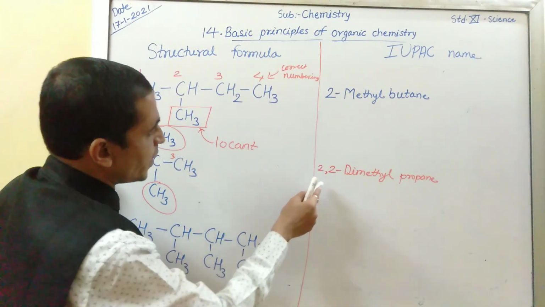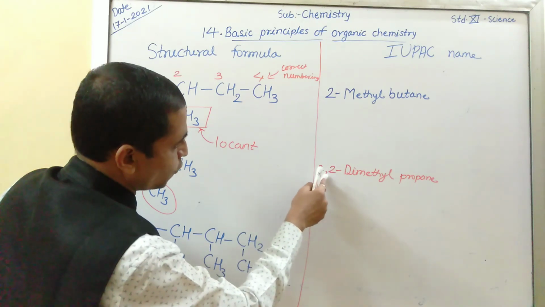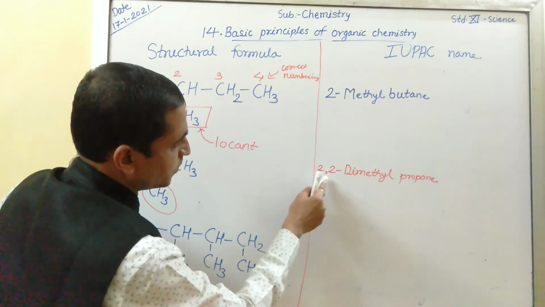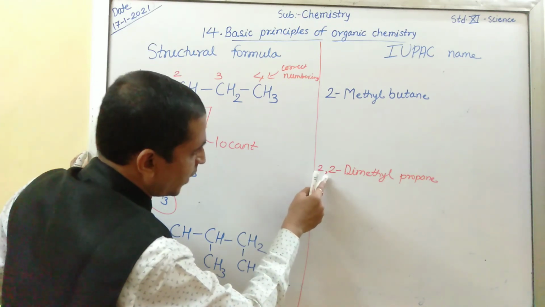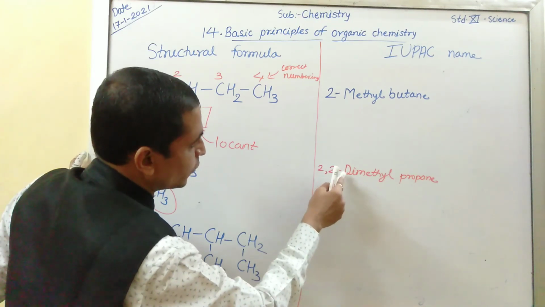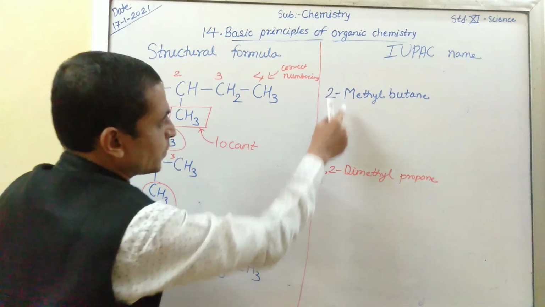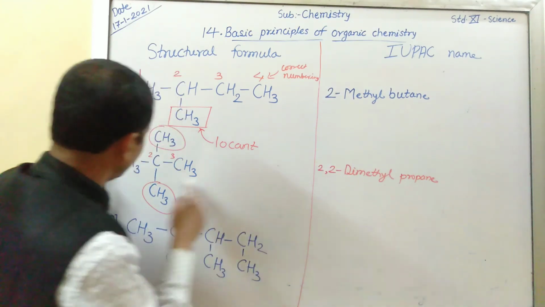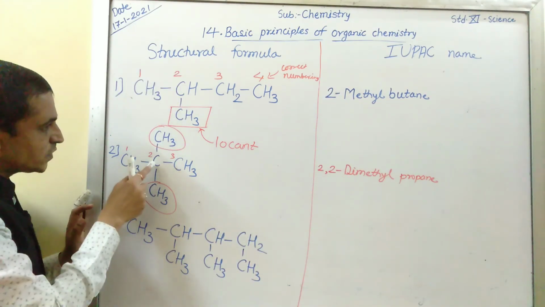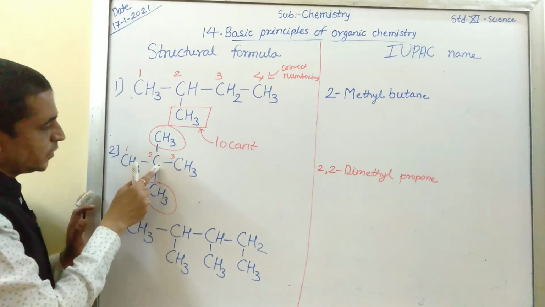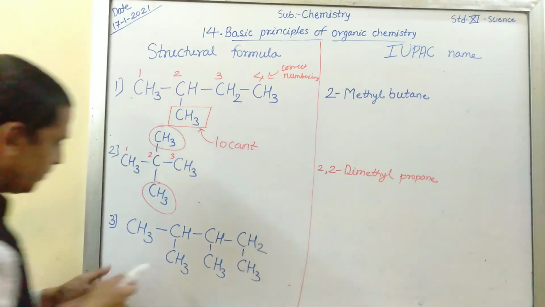Don't make any mistake while writing the comma and hyphen. You must remember where to put the comma and where to put the hyphen. This is called a hyphen, and this is a comma, because the locants are attached to the same carbon atom, that is the second carbon atom. So it is 2,2-dimethylpropane.